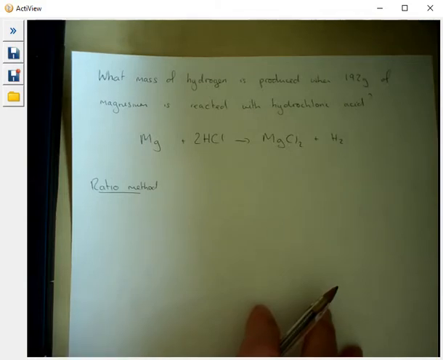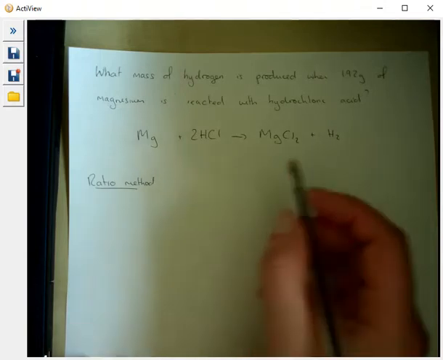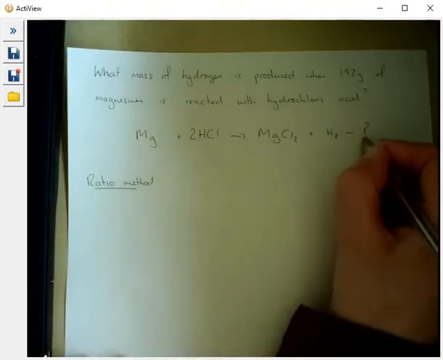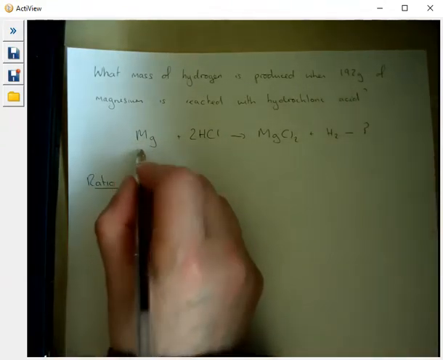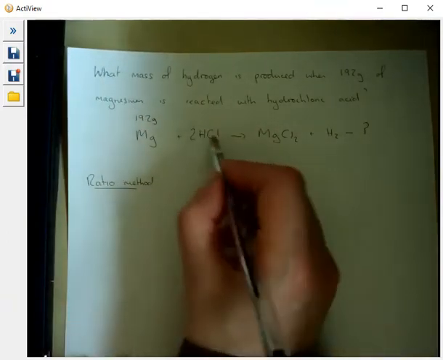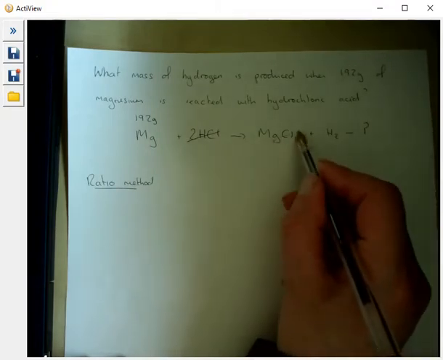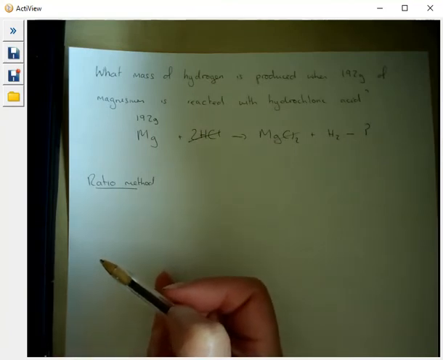So what I need to do is write the information I've got in the question. It's asking me what mass of hydrogen, so I'm going to put a question mark next to that because that's what I want to work out. And it's telling me that I've got 192 grams of magnesium. So I can ignore the HCl and I can ignore the MgCl2 because that's not involved in the calculation. It tells me how much magnesium is used and it wants me to work out the hydrogen.